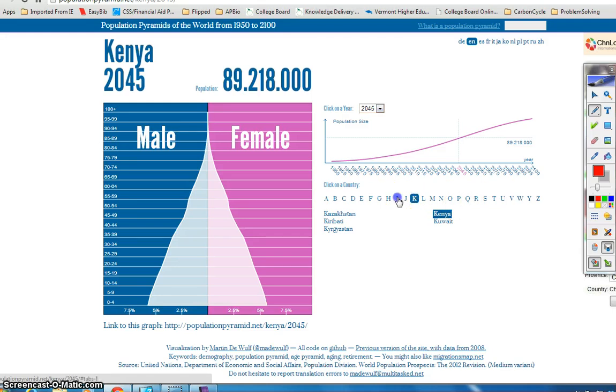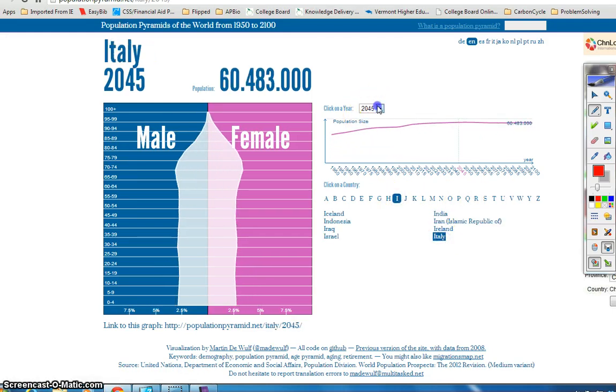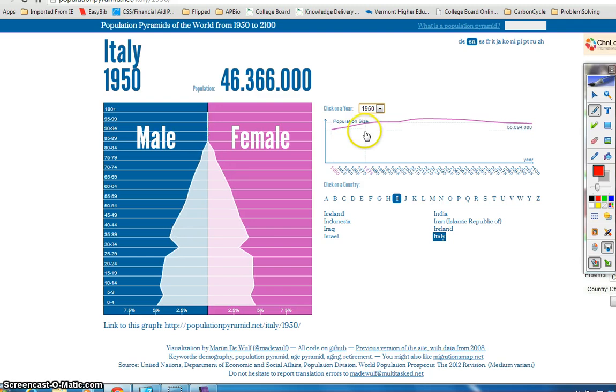Let's take a look at Italy that we talked about before. And let's go back to 1950. So here it's got a kind of pyramid shape. The population is growing. What are these little dents right in here, do you think? Why is there a dent on either side? Now, that's probably World War II and all the individuals that were killed during that.